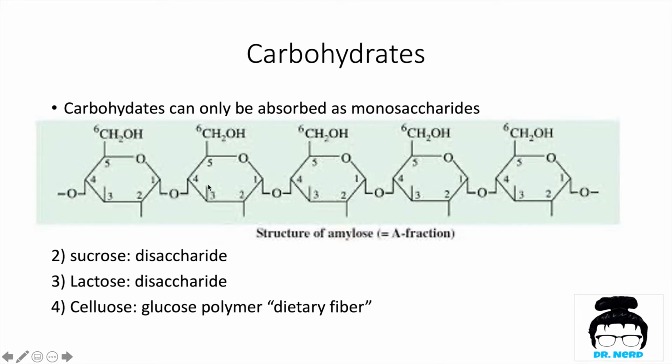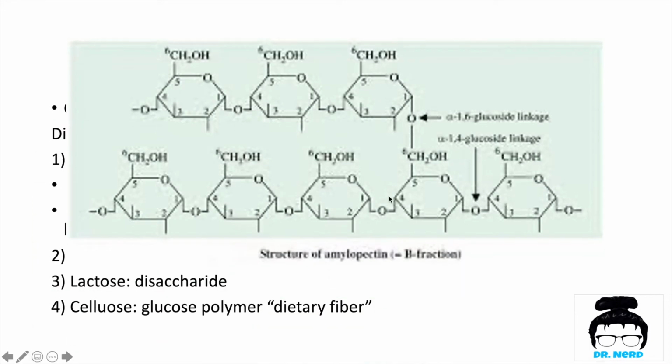Now, the difference between amylose and amylopectin is that amylose is the unbranched version of amylopectin, okay? Or you can say that amylopectin is the branched version of amylose. Amylose only contains alpha-1,4 glycosidic bonds, while amylopectin has alpha-1,4 glycosidic bonds, which you can say are the backbone of the structure. And then you have alpha-1,6 between the sixth carbon of one glucose unit and the first carbon of another glucose unit, and it's called alpha-1,6 glycosidic linkage.